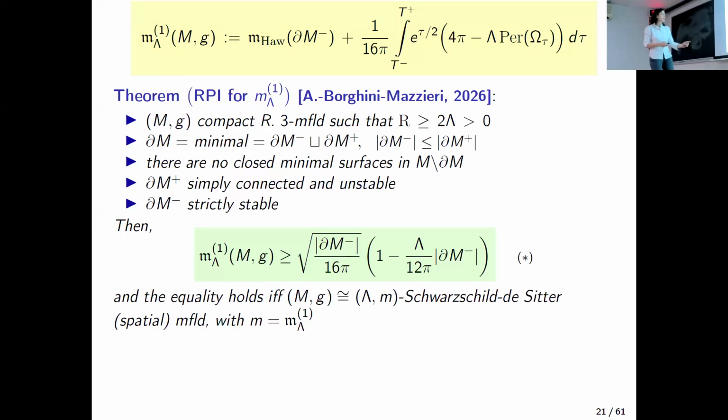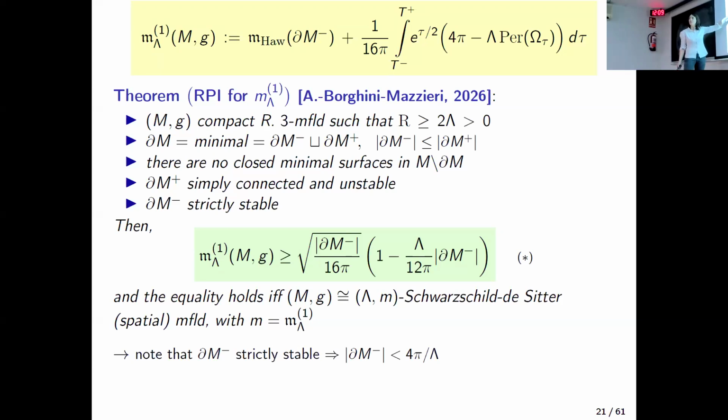Okay. Let me comment on just a few things. First of all, the boundary of M minus being strictly stable gives you two things. First, that this T plus that I couldn't really explain very well before is well defined, but also it is well defined because the boundary of M minus turns out to have area less than 4 pi over lambda. And apart from the fact that this gives you that this T plus is well defined, it also tells you that this term is strictly positive.